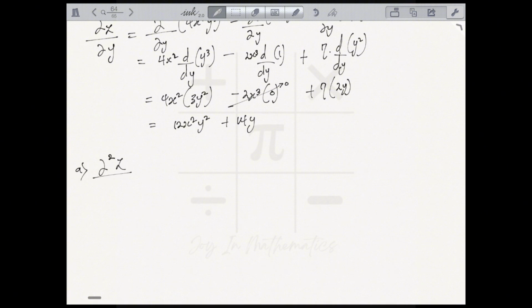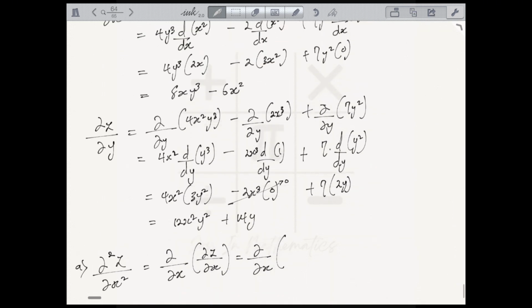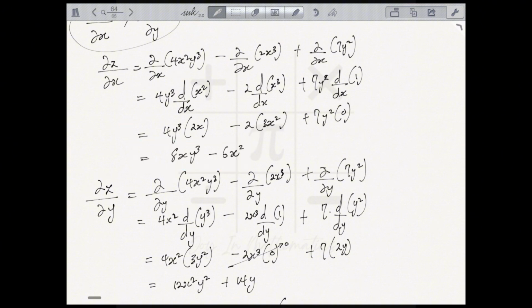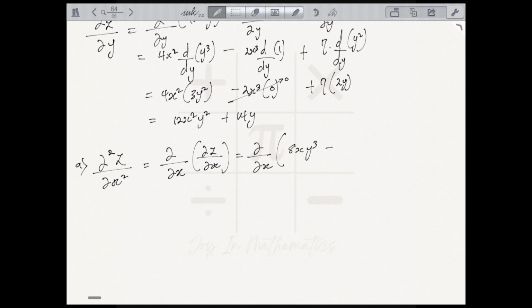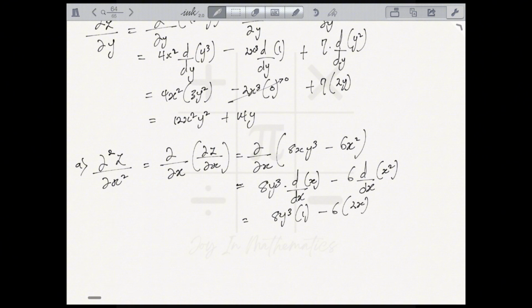That's ∂²z/∂x², and that is the partial derivative with respect to x of ∂z/∂x, and this is ∂/∂x of our answer here, 8xy cubed minus 6x squared. So differentiating this now, let's bring our y as constant. So we have 8y cubed, and we differentiate fully of x, minus 6, and we differentiate fully of x squared. So we have 8y cubed multiplying 1 and 6 multiplying 2x, and our answer will be 8y cubed minus 12x.